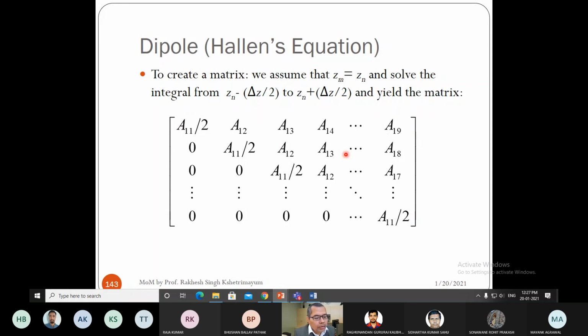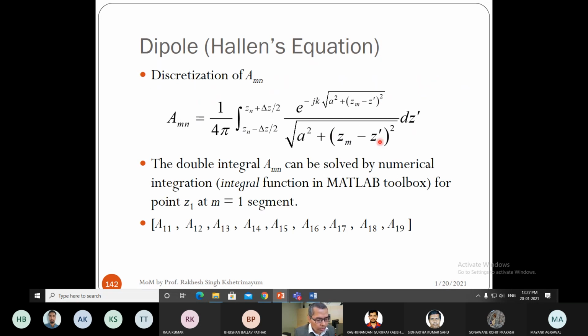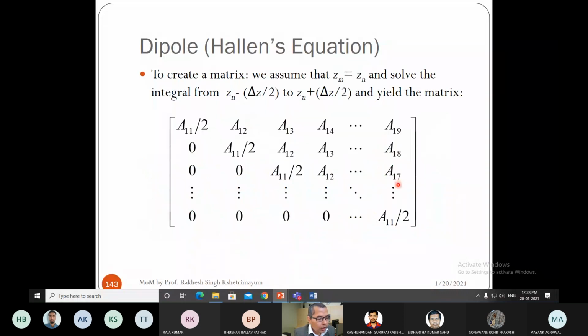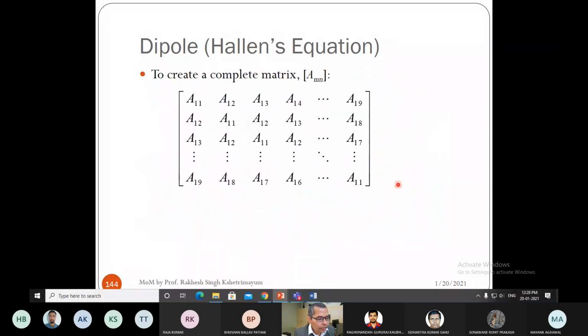You can fill up the upper triangular part of the matrix and just make sure the diagonal element is divided by 2, so that when you take the transpose of this matrix to fill the lower triangular matrix, the diagonal element becomes the original value of the Z matrix. And you know that the diagonal element is the same because this term here, Zm minus Zs, is actually the same for all the diagonal elements, because your observation and source are in the same segment of the dipole wire antenna. You fill up the matrix.